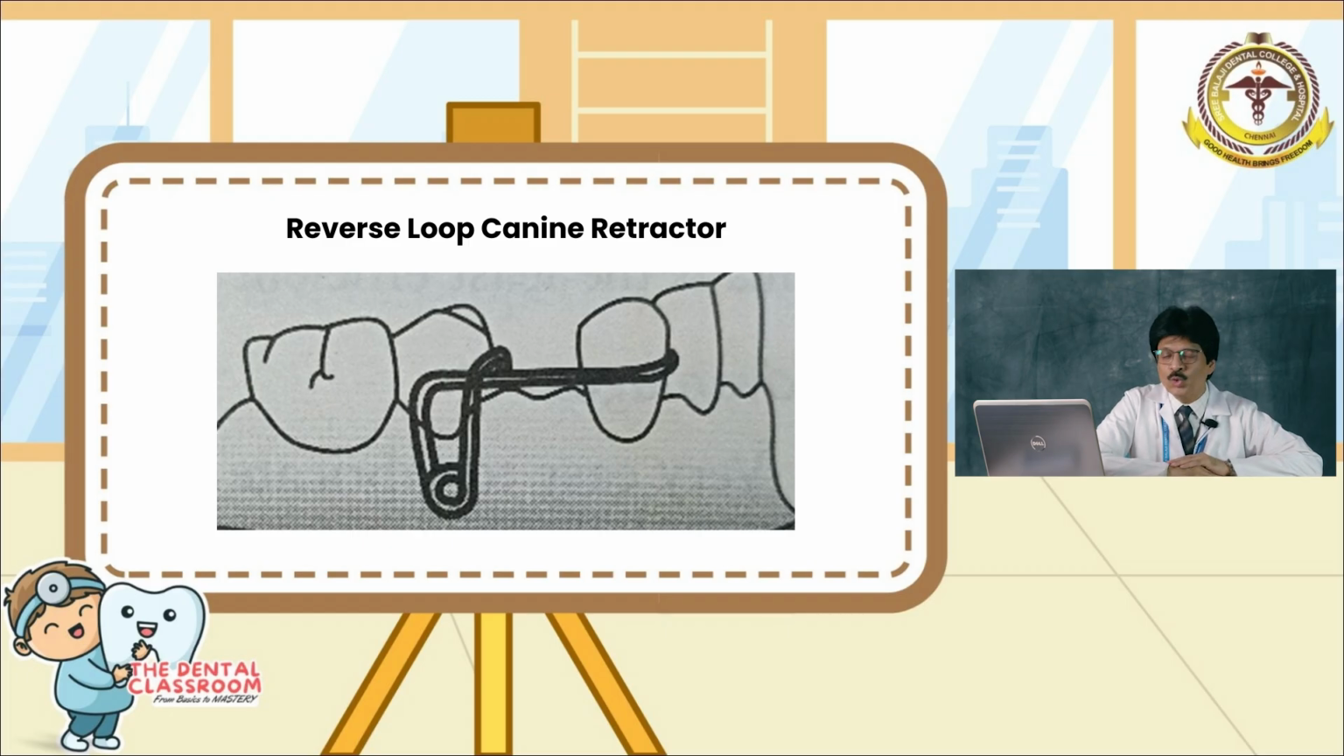Then we have the reverse loop canine retractor, which is mostly used to retract the mandibular canine. And why so? This particular reverse loop has a fabrication such that it is not too long. Hence, it is suitable for the mandibular arch because the sulcus is a little bit shallow in the mandibular arch. Hence, this modification of the canine retractor, namely the reverse loop, could be used for the mandibular arch for you to distalize the mandibular canine.